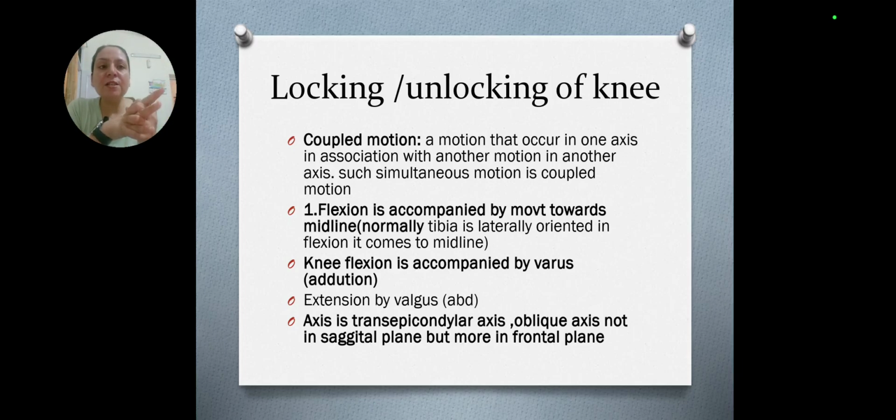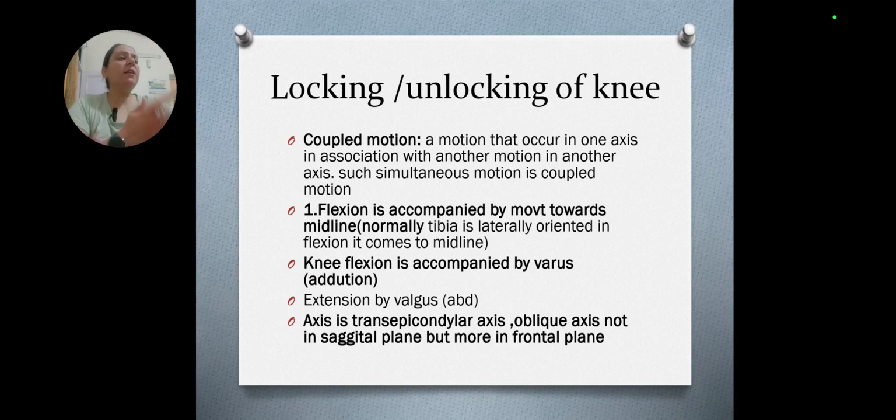What is coupled motion? It is a motion taking place in one axis in association with another motion taking place in another axis. One motion is taking place in one axis and, at the same time, simultaneously, another motion is taking place in another axis. That is called coupled motion. The first example of this is that flexion is accompanied by a movement towards the midline.